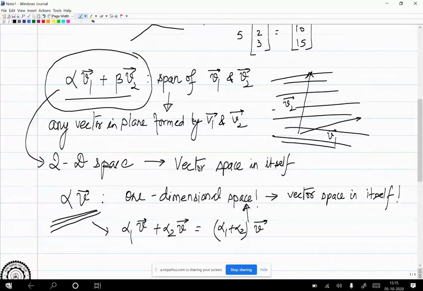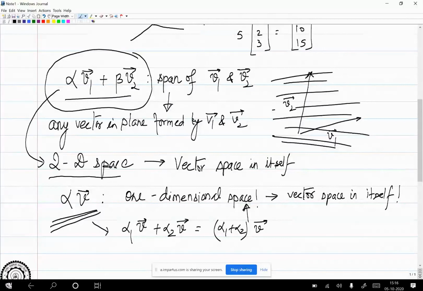Right? So therefore, it is closed with respect to addition, and then it is also closed with respect to scalar multiplication. So these are the two crucial properties that one has to check for a vector space. Also, this 2D space, it's a plane, isn't it? And a plane is a part of the entire three-dimensional space. So we say that this 2D space is a subspace of the entire three-dimensional space. Likewise, this line is a subspace of the entire three-dimensional space.